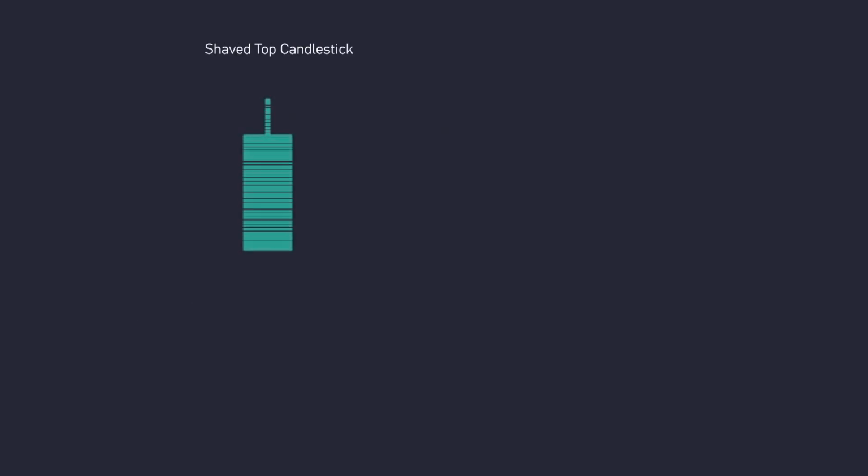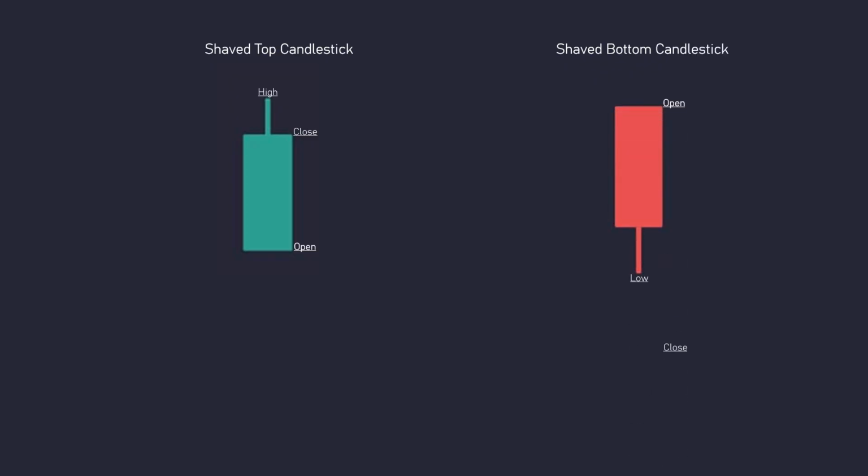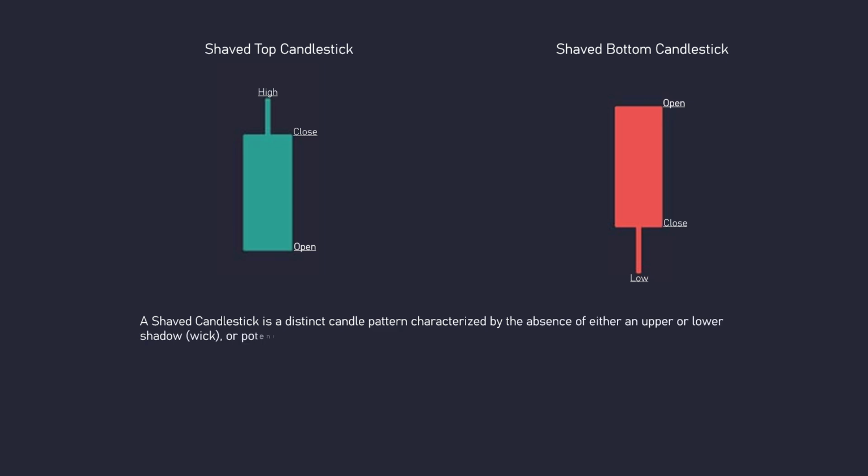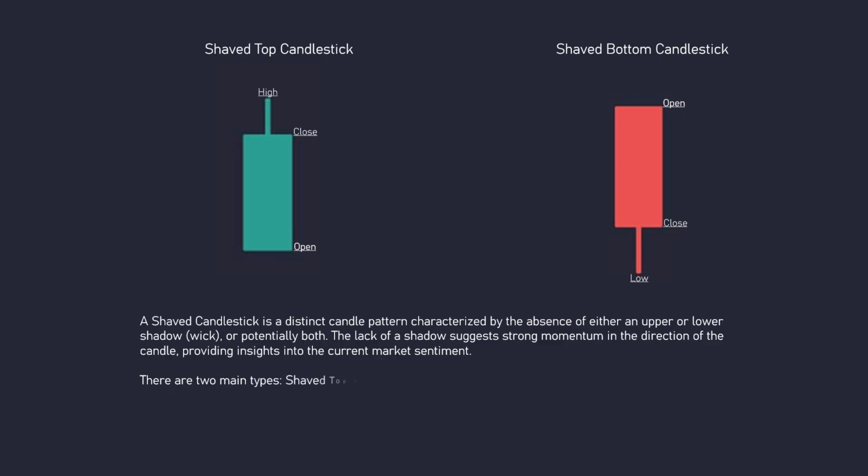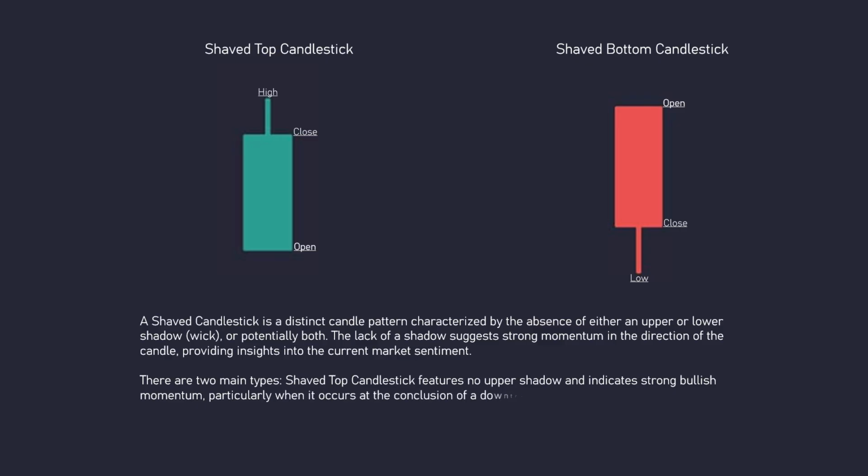Shaved top and shaved bottom candlesticks are unique patterns, characterized by the absence of either an upper or lower shadow, or sometimes both. The lack of a shadow suggests strong momentum in the direction of the candle and provides insight into current market sentiment. A shaved top candlestick has no upper shadow, indicating strong bullish momentum, particularly when it occurs at the end of a downtrend or during a continuing uptrend.